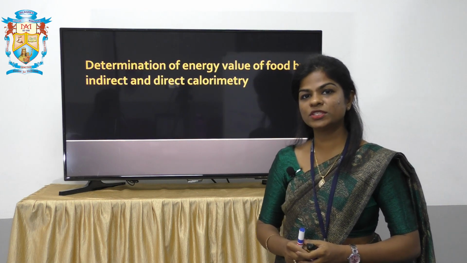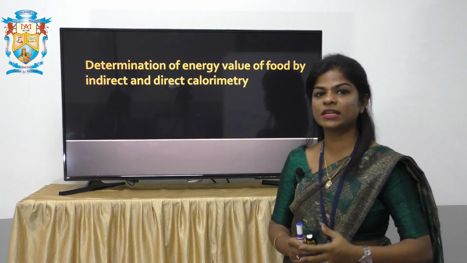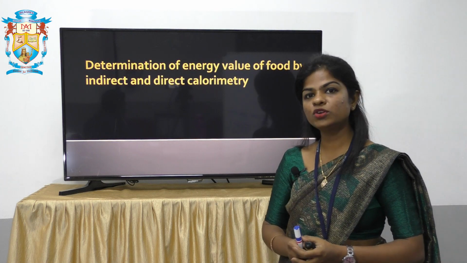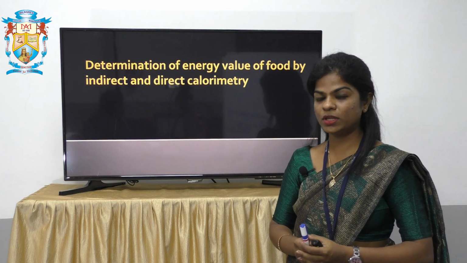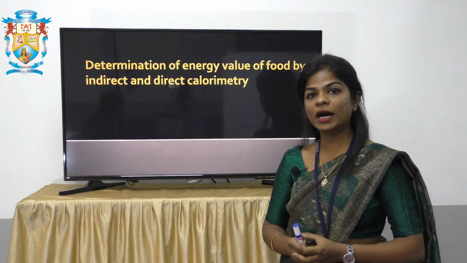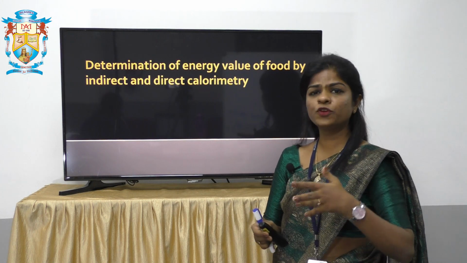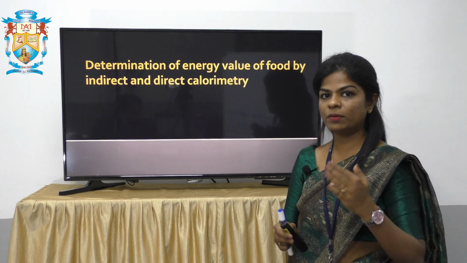I am here to deal with the topic determination of energy value of food by two methods, that is direct and indirect calorimetry. So, the amount of energy which is released from the food or used by an individual is always measured by the amount of heat liberated. There are a few principles on which these two calorimetry works. Let's see one by one.